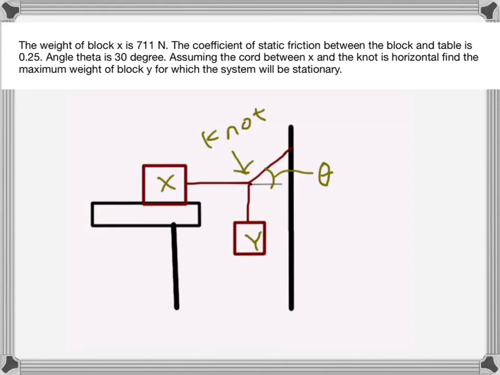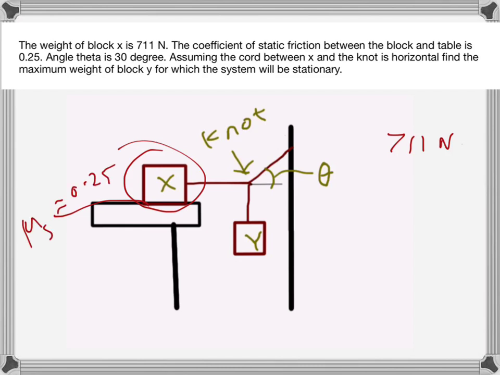Okay, it is said that the weight of block X is 711 Newton. So this one's weight is 711 Newton. And the coefficient of static friction between the block and the table is 0.25. So mu s here is 0.25. Angle theta, which is this one, is 30 degrees.